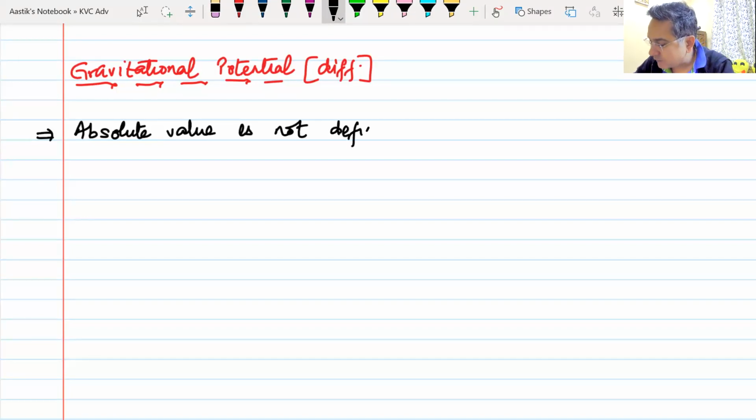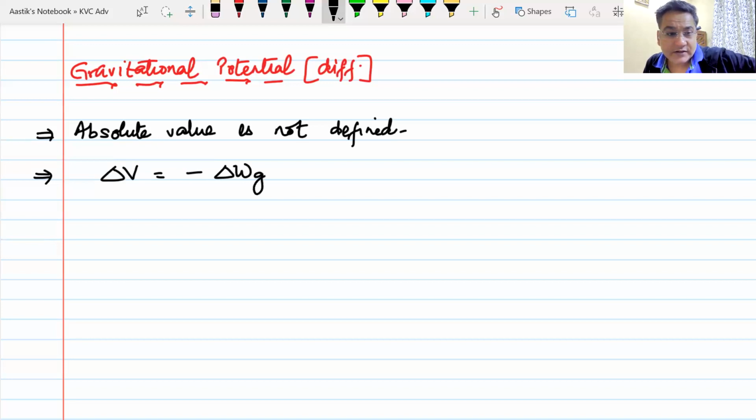Absolute value of gravitational potential is not defined. What is defined is the change in the value of gravitational potential. So, how do I define the change in the value of gravitational potential? If I write gravitational potential as delta V, change in the value of gravitational potential is negative of work done by gravity per unit mass.